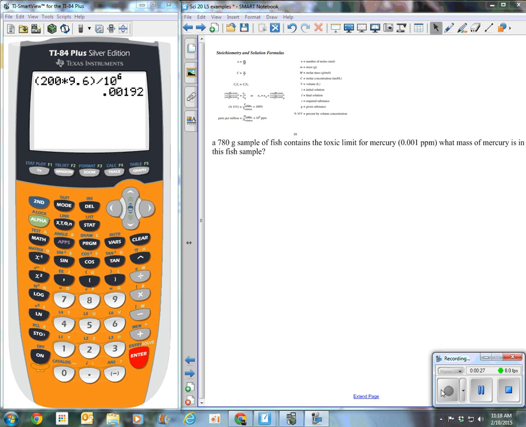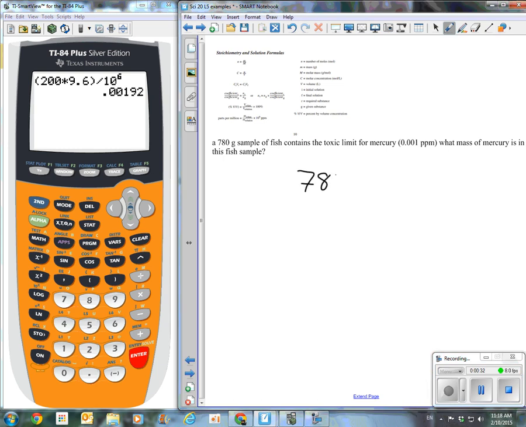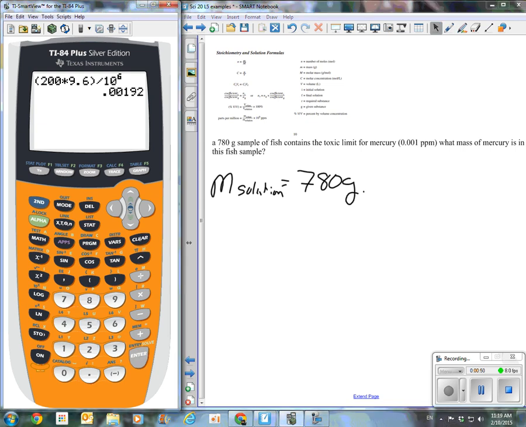Okay, well, here we go. What is the question giving me? Well, I have 780 grams of fish. So grams is a mass. In this particular case, I have a mass of fish that contains mercury. So this would have to be the solution. Keep in mind that a solution doesn't mean that it has to be a liquid, right? It could be anything from a gas to a solid.